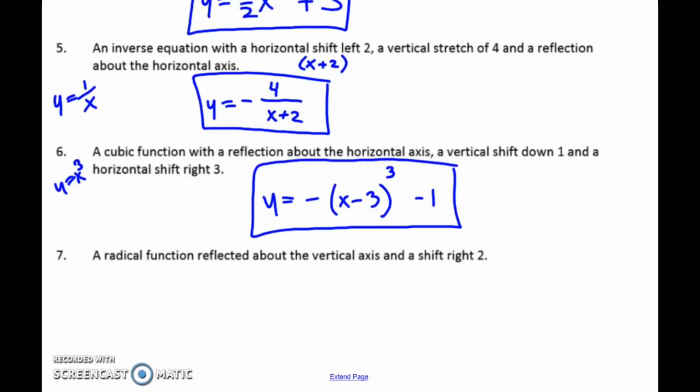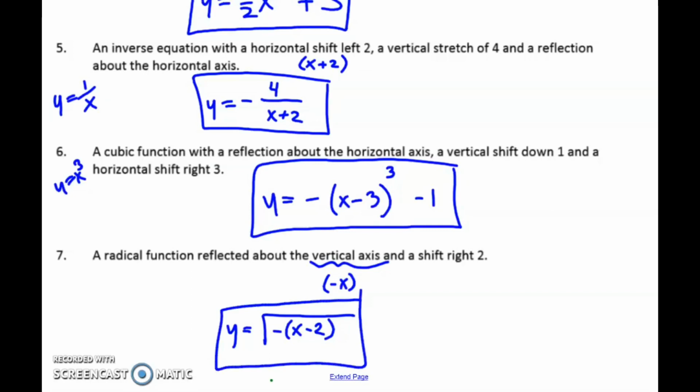And the last one, radical function, which is square root, reflected about the vertical axis. So we're seeing this for the first time. That means inside the function, you got to have a negative. And a shift right 2. So this one we have to be careful. So it's going to be square root. Underneath, you're going to have a negative, and you're shifting it right 2. So you've got to put that in parentheses like so. And you can just leave it like that. That's how I would prefer you to leave your answer.